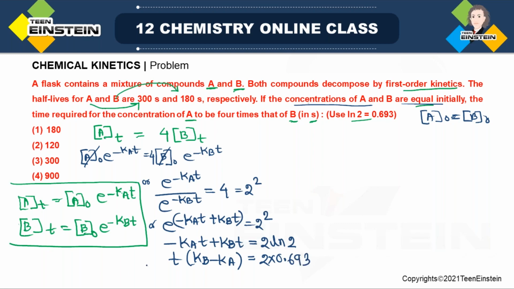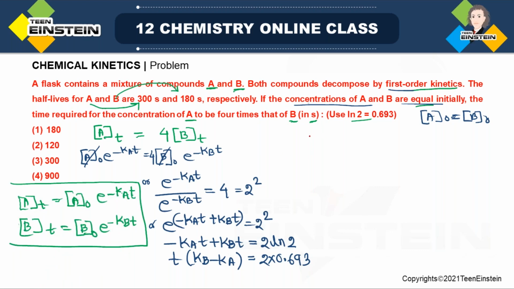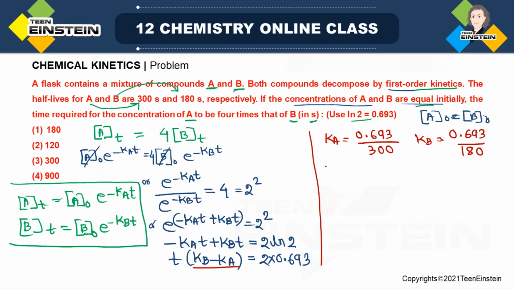Okay, now Ka and Kb, these two, how can we find them? As it is following first order kinetics, we also know the relationship of rate constant and half-life. So Ka is equal to 0.693 divided by half-life, and the half-life for A is 300 seconds, and similarly for Kb, both are first order, 0.693 divided by 180. Now these two values we will put in this equation.